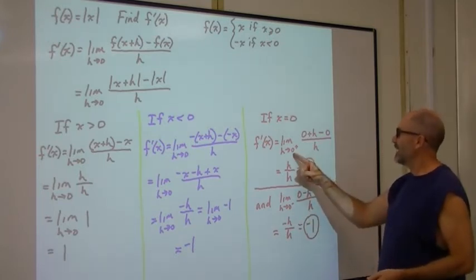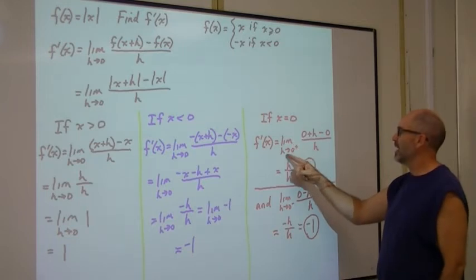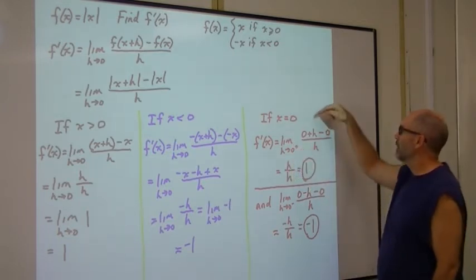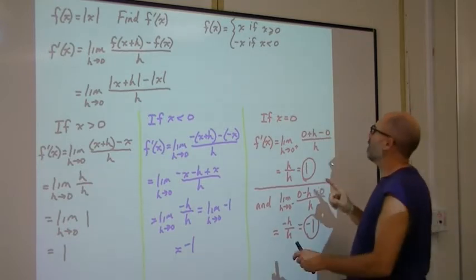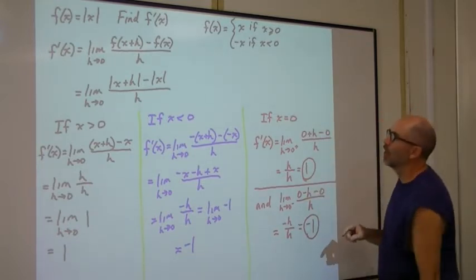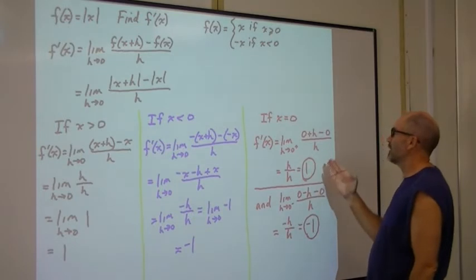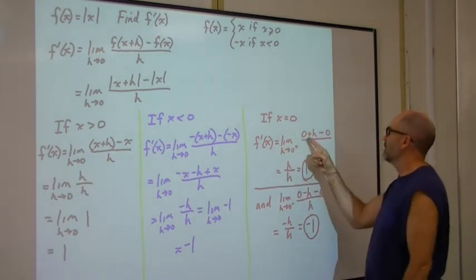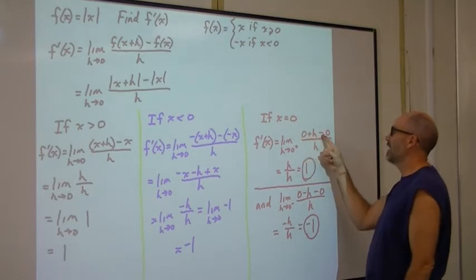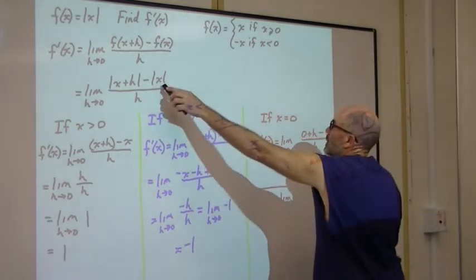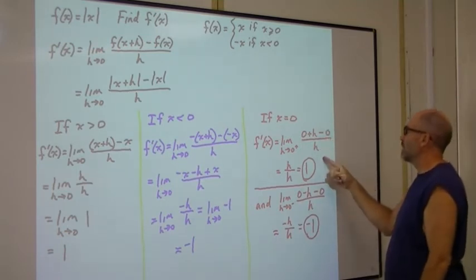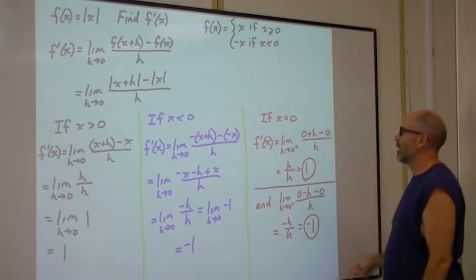So, the right-hand limit, the limit as h approaches 0 from the right, equals f of x plus h, which is going to be the absolute value of x plus h, which we're making x 0, remember? So it becomes 0 plus h, minus the x, which is 0, all divided by h. So we have h over h, which equals 1.